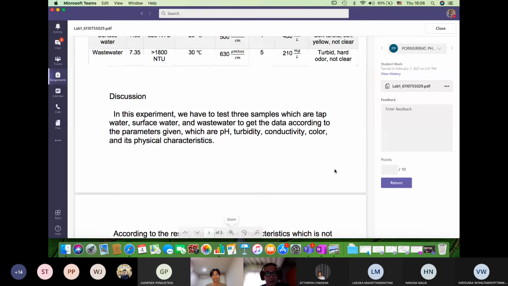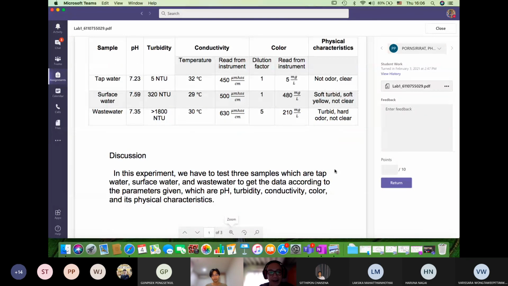Surface water may be comparable with tap water, because surface water is a water supply source; we use the surface water to produce the tap water. You may compare in some way, in some aspect, but wastewater you shouldn't compare with the tap water. It's completely different.